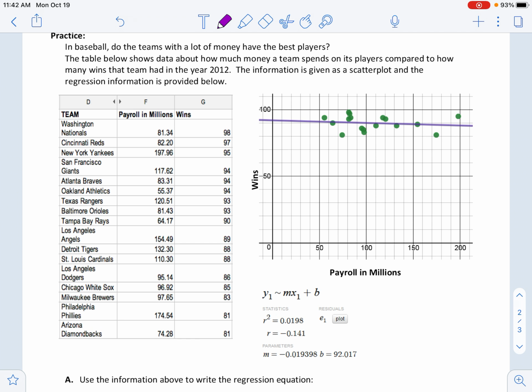It says, in baseball, do the teams with a lot of money have the best players? The table shows data about how much money a team spends on players compared to how many wins that team had in the year 2012. The information is given as a scatter plot, and the regression information is provided below. The x-axis is payroll in millions. Y is the number of wins.